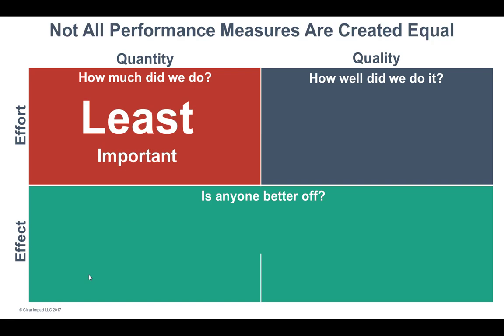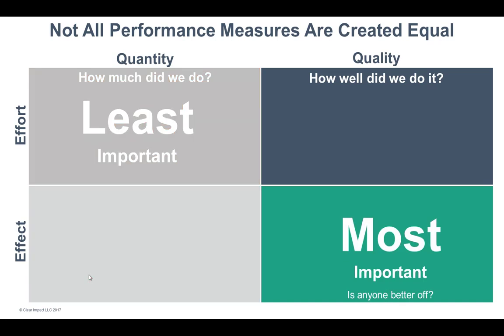So for all measures, it's important to understand that how much did we do is the least important measure, but it's often a basic metric needed to accurately determine the most important measure, which is anyone better off. In the middle of the spectrum, and yet still very important, is the quality of services measure. How well did we do it? In most instances, what we find is that the measure of is anyone better off, while the most important, is often the measure we have the least control over.